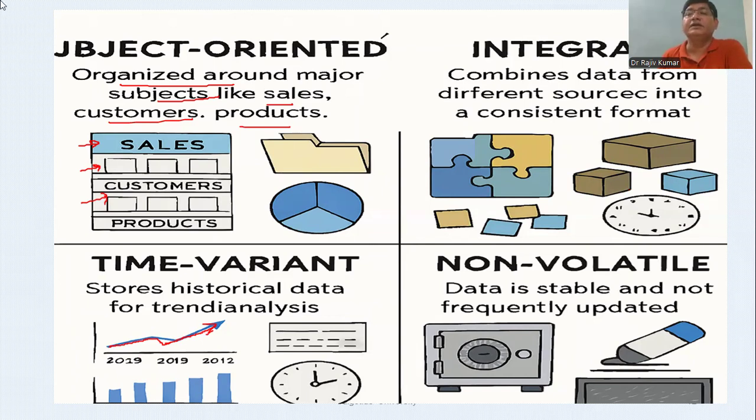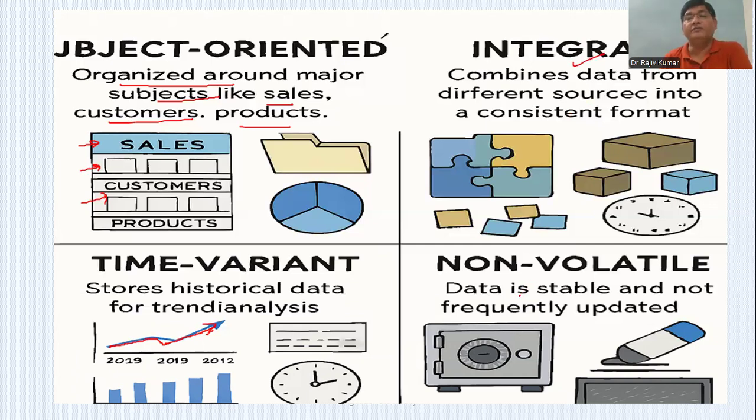Integrated means it combines data from different sources into a consistent format. The data may come from these different sources and finally it is integrated. Suppose you are collecting data from YouTube, Facebook, WhatsApp, and all, and the data are integrated together. So this is the integrated form. You have collected data in an integrated manner.